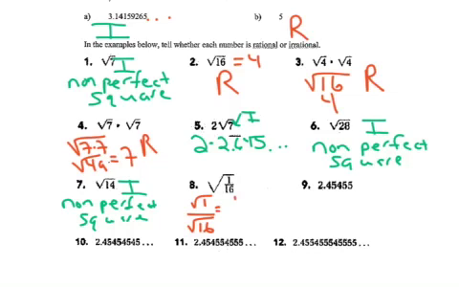So the square root of 1 is 1, the square root of 16 is 4, and if I take 1 divided by 4, or 1/4, that is 0.25. Since that decimal terminates, it ends, it is rational.